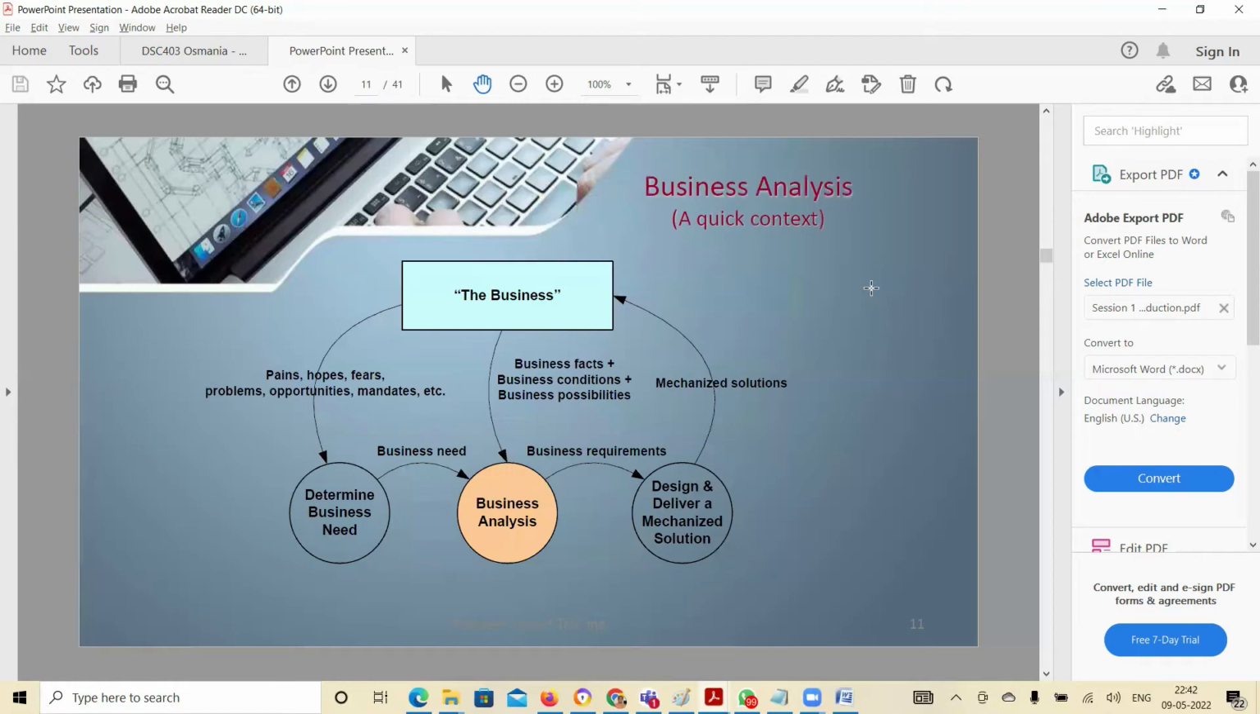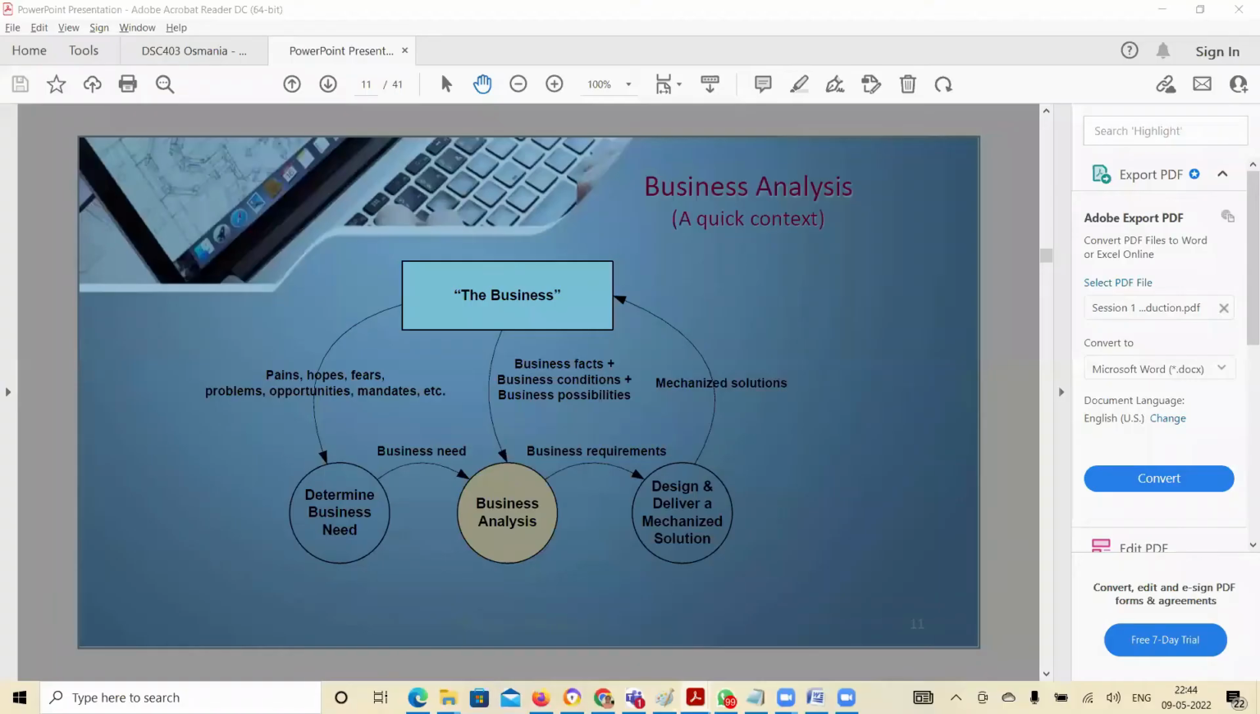So what is business analysis? Not analyst. Analyst is the person who would do the business analysis. But what is business analysis? Business analysis, the context is business. So let's continue. What I was saying is that every business has to do something new, right?